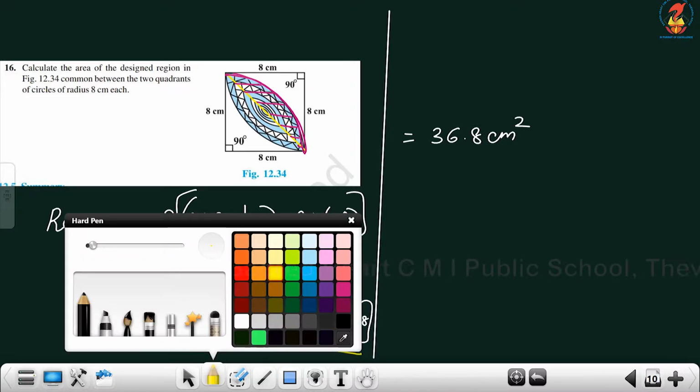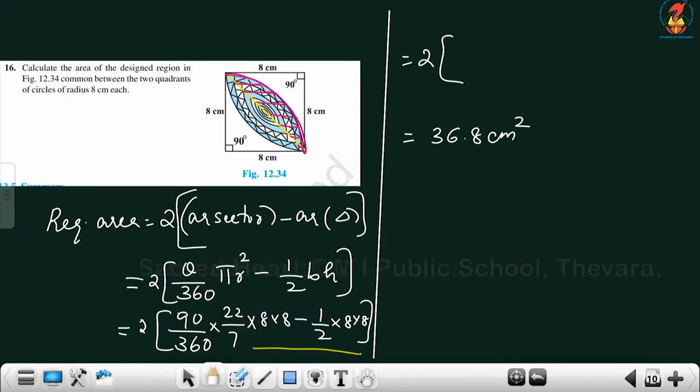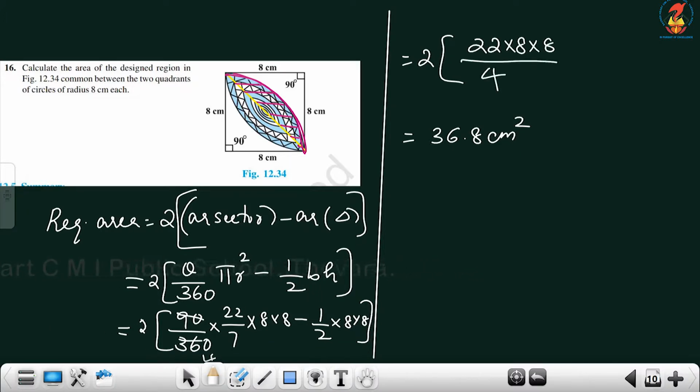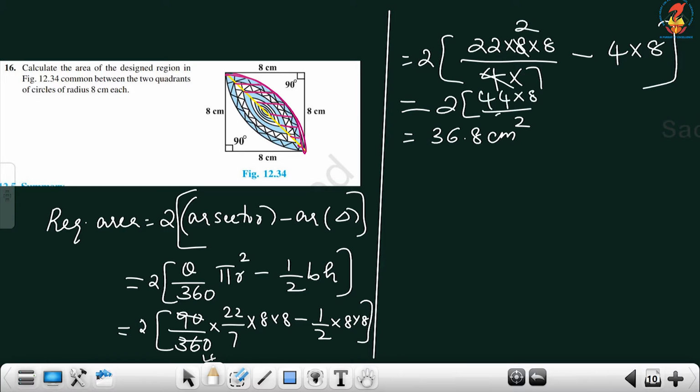which you can write as 2 into, 4 times. So, 22 into 8 into 8 divided by 4 into 7, minus 4 into 8, which is equal to 2 into, you can cancel 1. So, 44 into 8 divided by 7 minus 32, which gives the answer 36.8 centimeter square. This is the answer, 36.8 centimeter square.